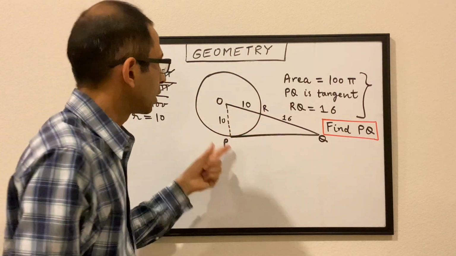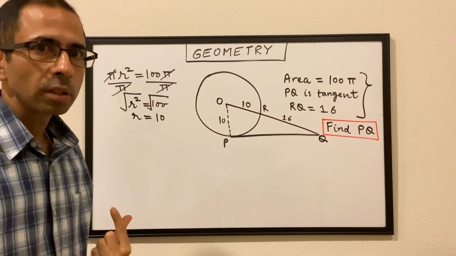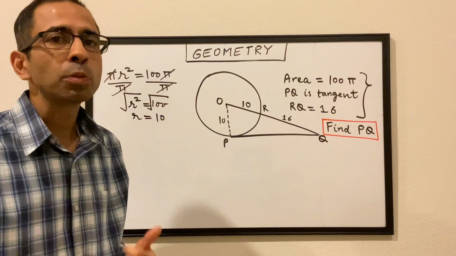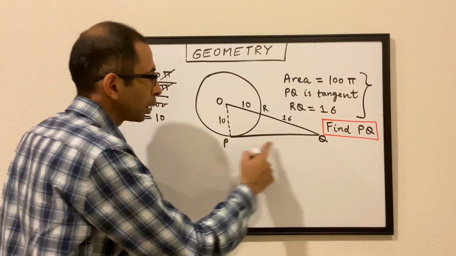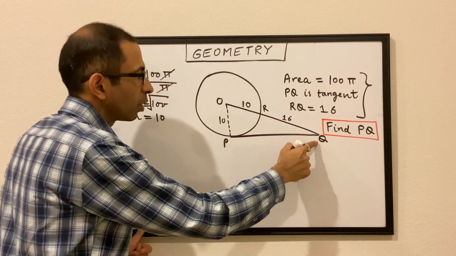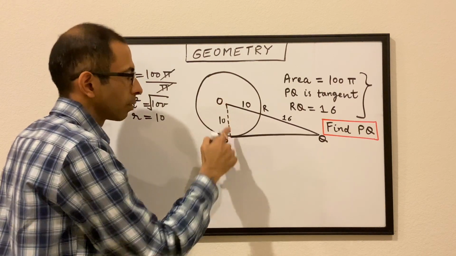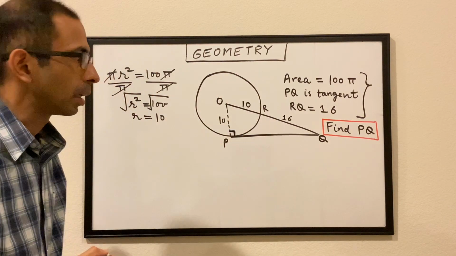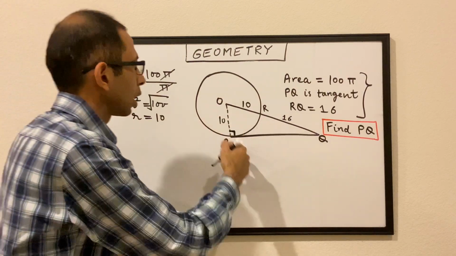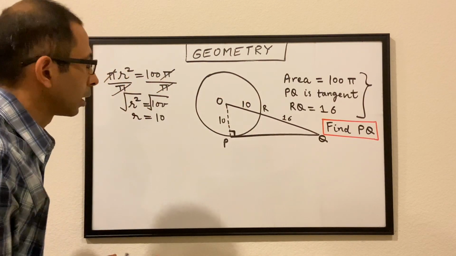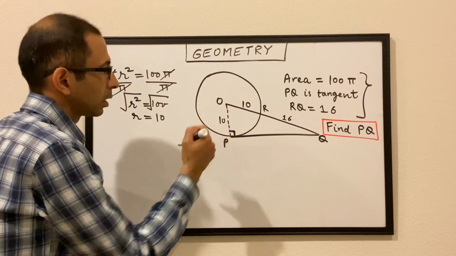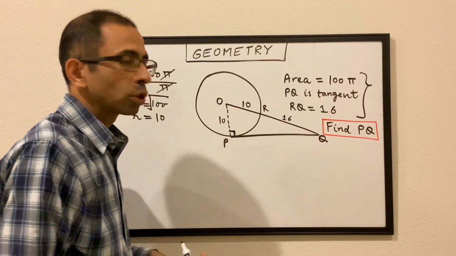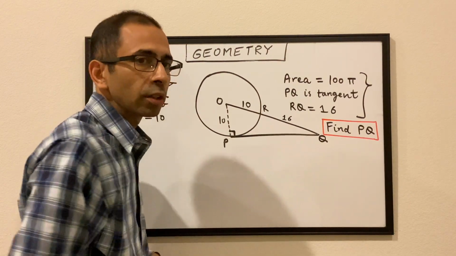Now PQ is the tangent to the circle, and we just discussed earlier that any tangent is always 90 degrees to the respective radius. So if PQ is the tangent, then PQ will form a 90 degree angle with the radius OP. So this angle is essentially 90 degrees. So essentially we're talking about a right angle triangle here, and if we look closely, we have this side 10, we have the total side 10 plus 16, which is 26. We can use the Pythagoras theorem to find the length of PQ.